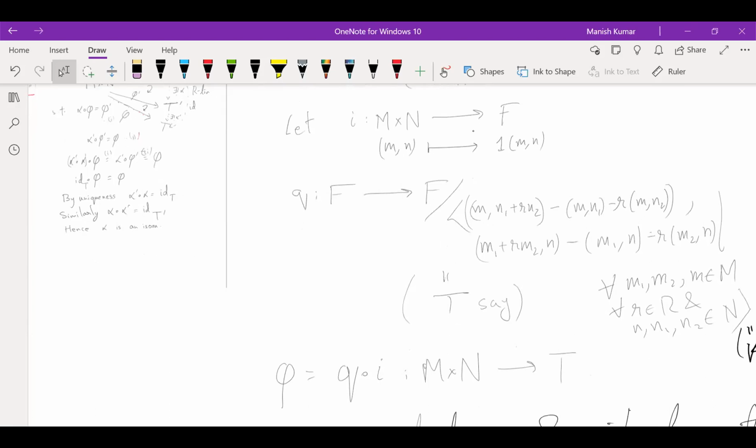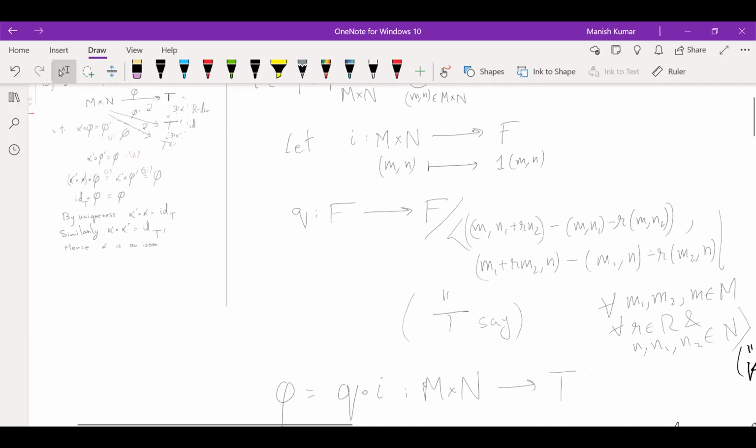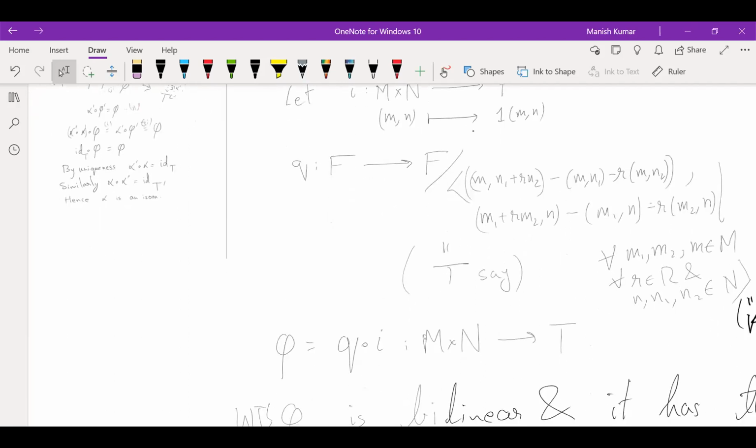If you consider the set of these elements, they won't form a submodule. So you have to take the submodule generated by these in this free module, and consider this quotient. We will call it T, and we will show that this is the tensor product. First, we also have to say what the bilinear map is. The bilinear map is Q composed with I. You first apply I to get to F, and then apply the quotient. What we have done will ensure that this phi is bilinear. That was the reason to quotient out this thing.